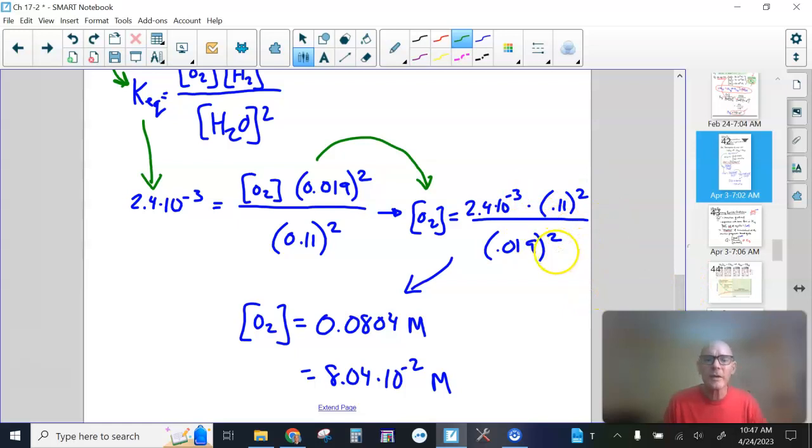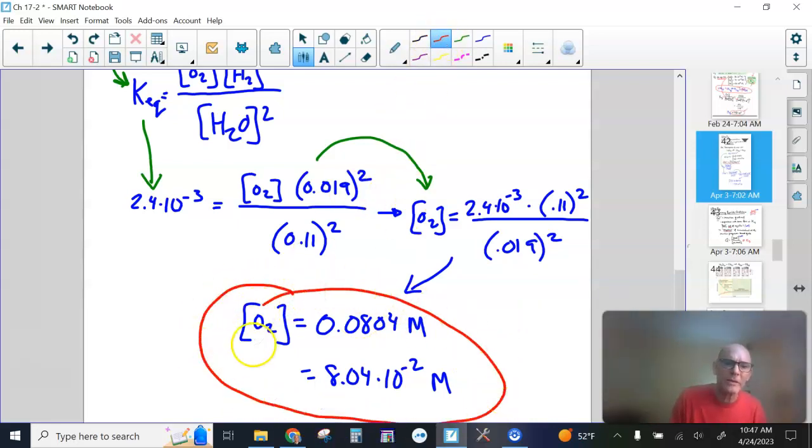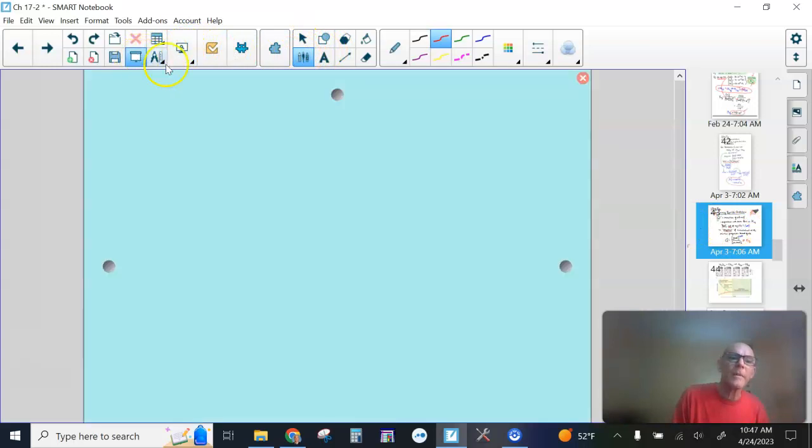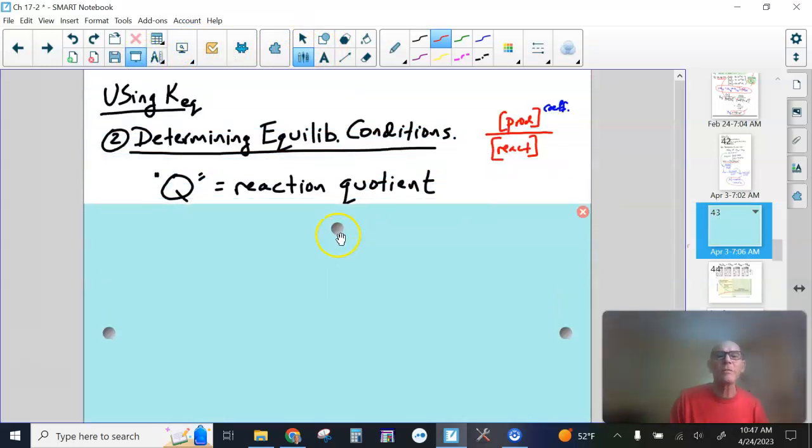Watch for all the squares and do your order of operations correctly. Remember, square things first. But here's the answer. The value for oxygen is 0.0804 moles per liter. So that's an easy example. A little bit trickier when we talk about systems that aren't quite at equilibrium yet.